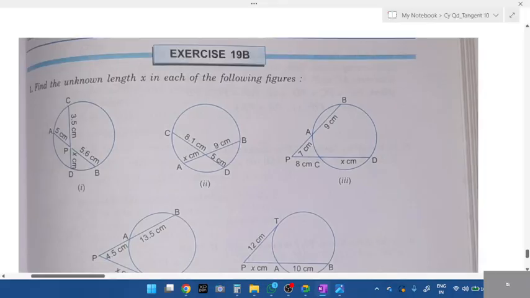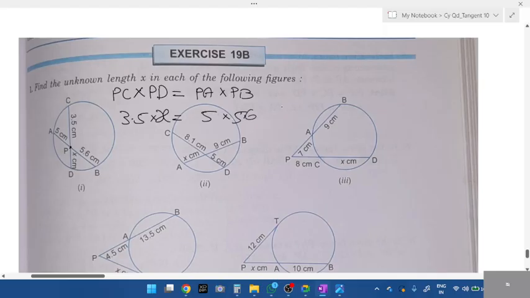Both are inside. Chord, right? What is the formula for chord? P is the point. Look at the first line. PC into PD is equal to PA into PB. What is PC? 3.5. What is PD value? PD value is X, right? What is PA? 5. What is PB?